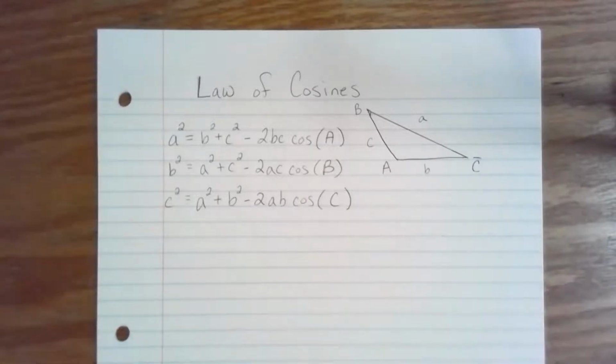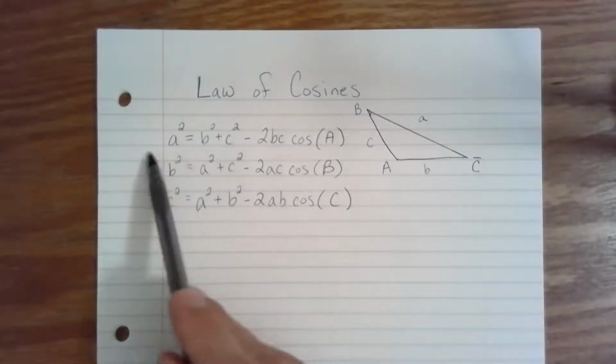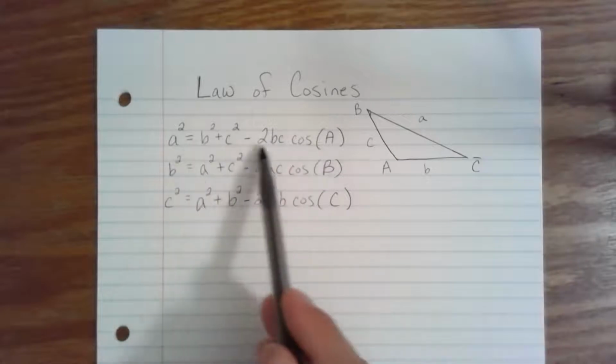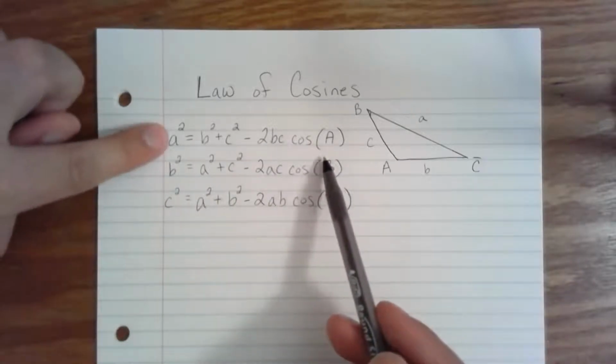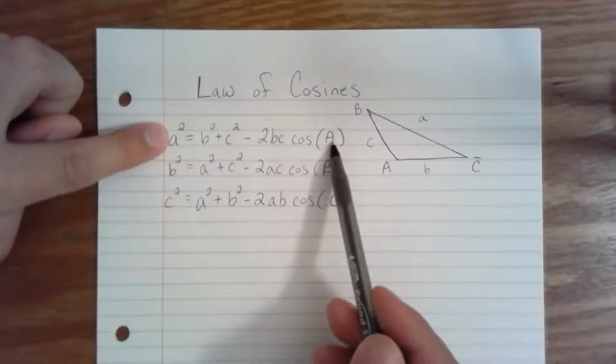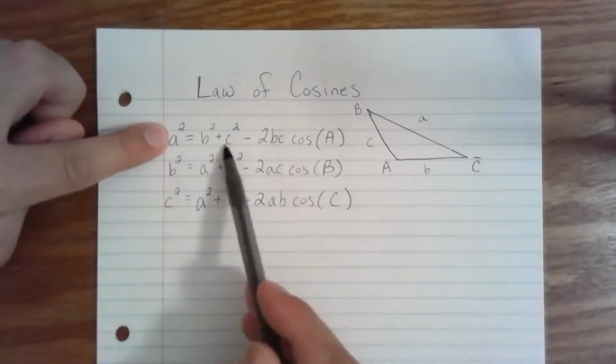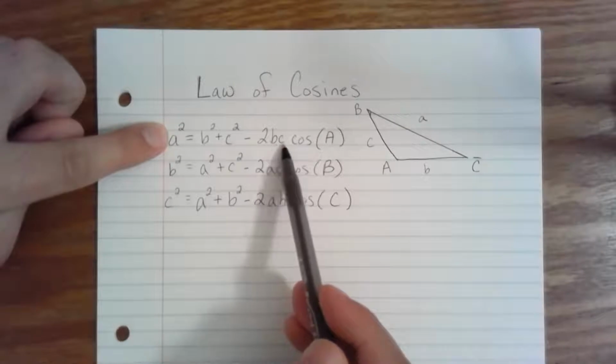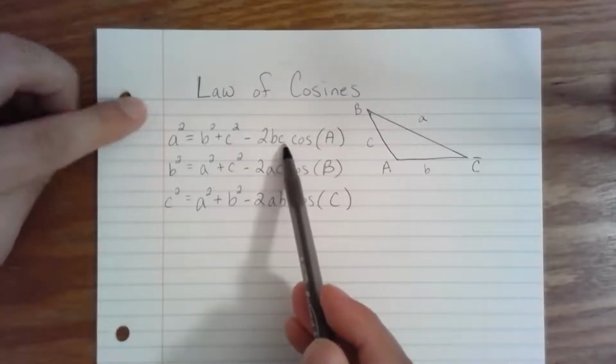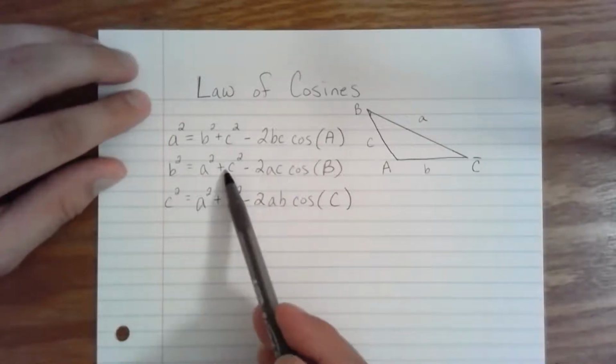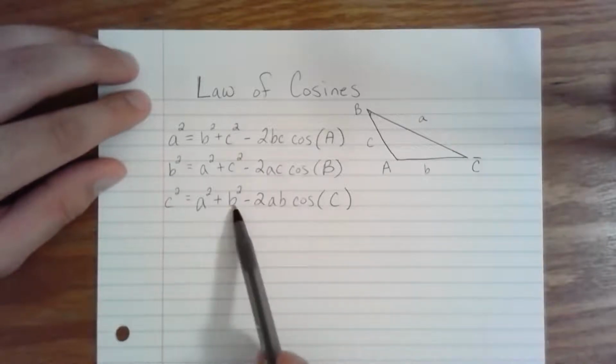So in terms of memorization, there's not a lot of work here because you only need to know the general format, the general idea behind it. You know that this little one pairs with the angle, and then you know that whatever two things are being added and squared pair up with the two numbers that are being multiplied here. So b and c pair with b and c, a and c pair with a and c, a and b pair with a and b.